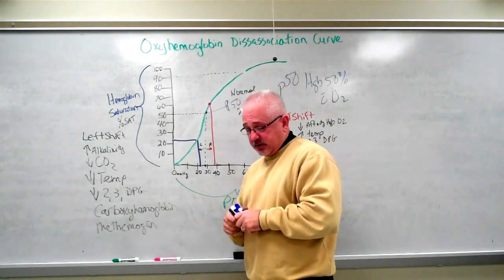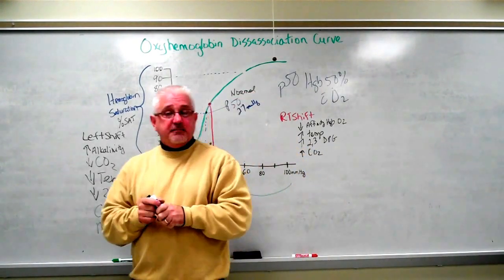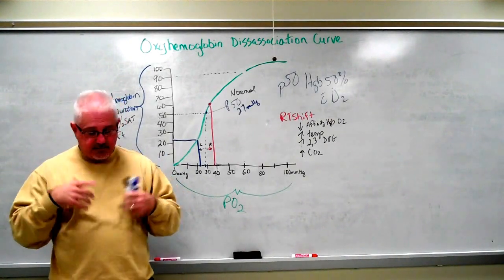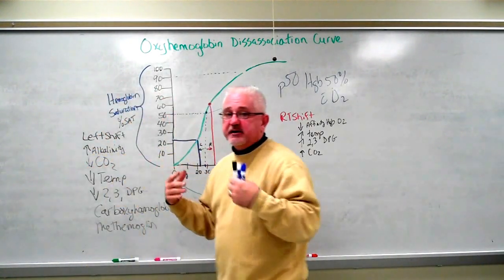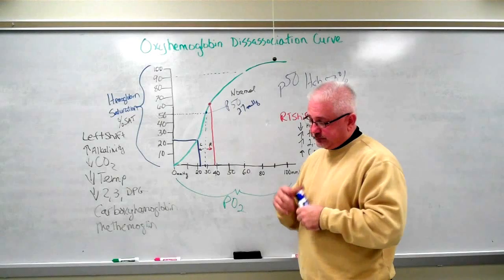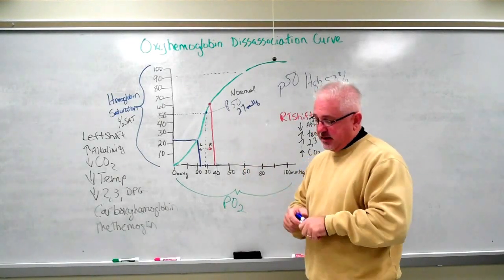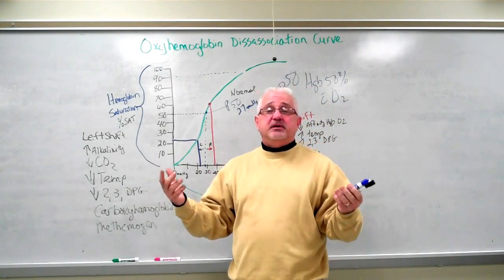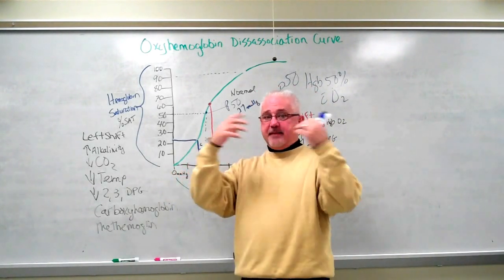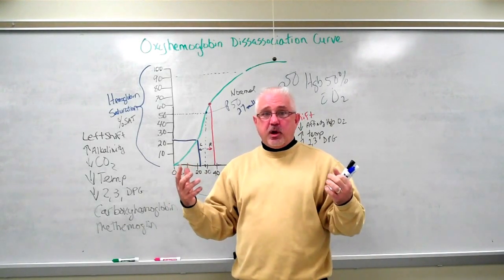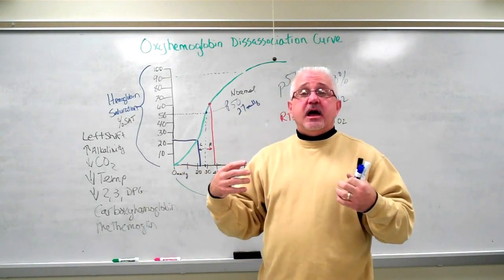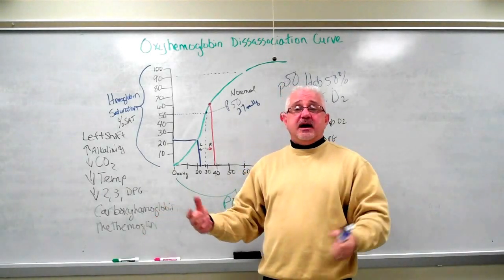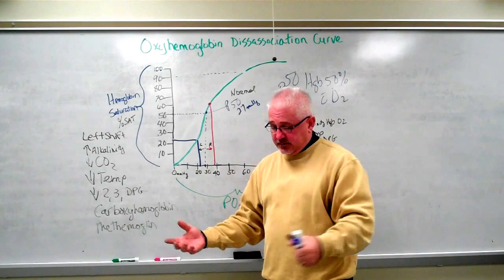Next is our methemoglobin. Okay? And the methemoglobin is an abnormal form of the molecule forming a heme complex with the ferrous ion. Well, what does this do? What does this mean? In a nutshell, because of this ferrous ion, this abnormal hemoglobin now is not going to readily combine with oxygen. And because it won't readily combine with the oxygen, we have this problem, okay?